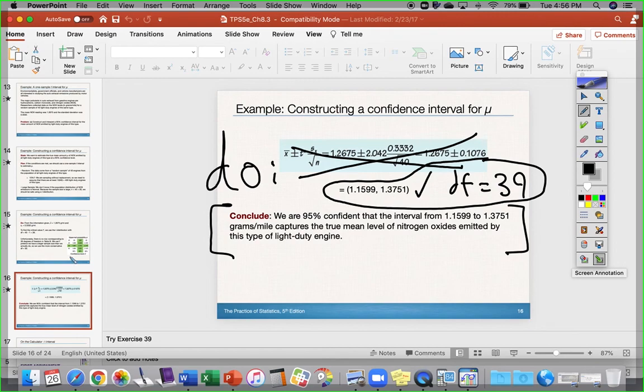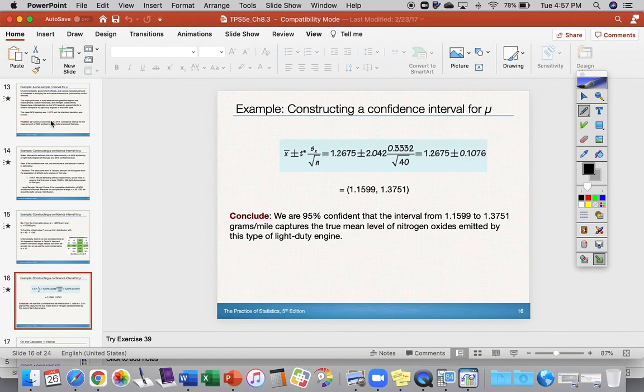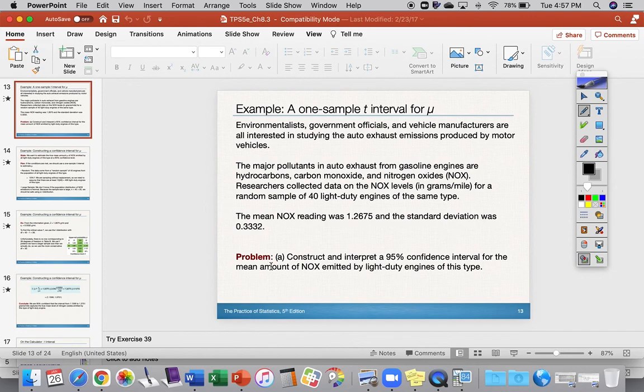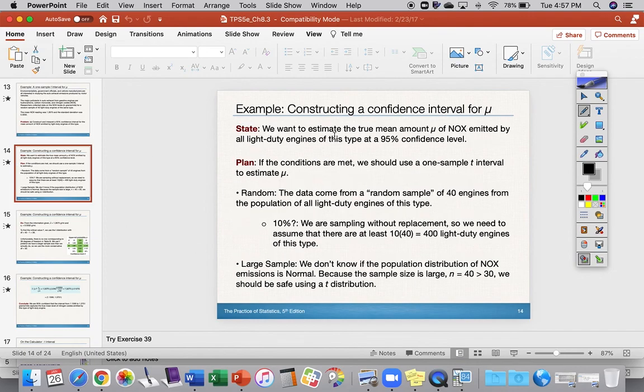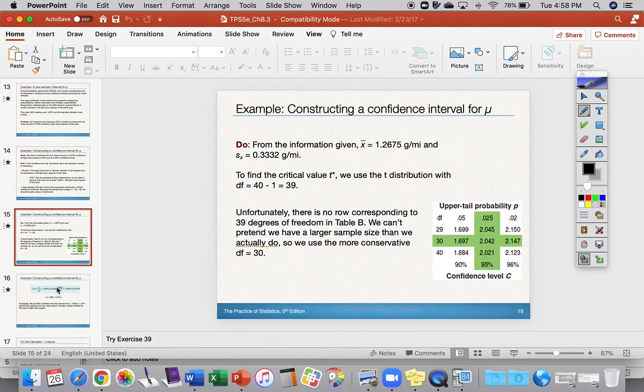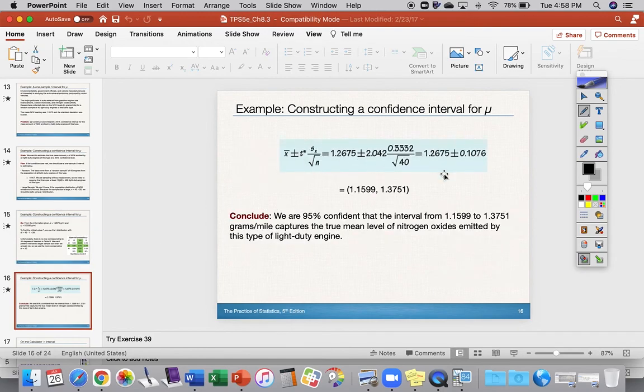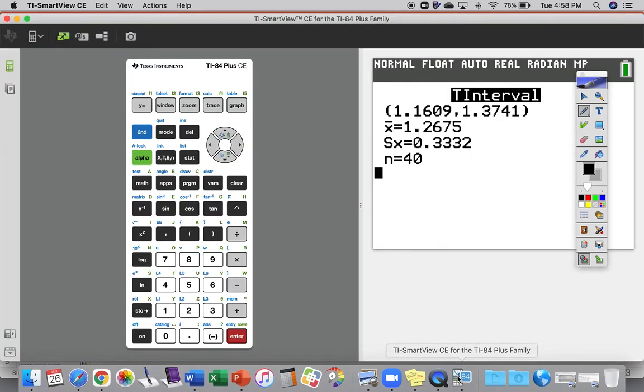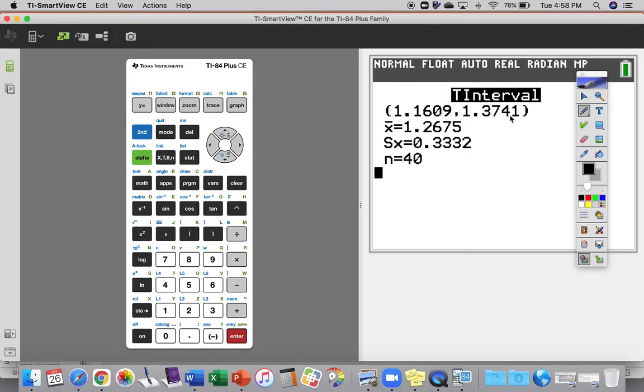There are a lot of things you can skip. Remember, here was the problem. I could not skip the state. I could not skip anything in the plan and checking conditions. The do step, I didn't need t star. I didn't need to show anything in the blue. I just needed the answer and the degrees of freedom. Look, the answer was right here in the calculator. 1.16 to 1.37.